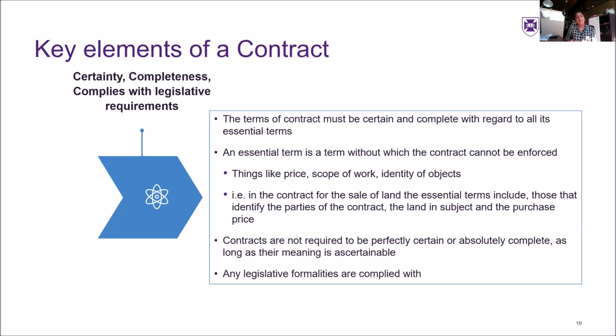An easy example is that in the contract for a sale of land, the essential terms are likely to include the parties to the contract, the land in subject needs to be adequately identified, and the purchase price. It's not actually required that all of the terms in a contract are perfectly certain or absolutely complete, provided their meaning is ascertainable. And important to note that if things that aren't essential terms are slightly unclear or uncertain, that doesn't render the entire contract void.